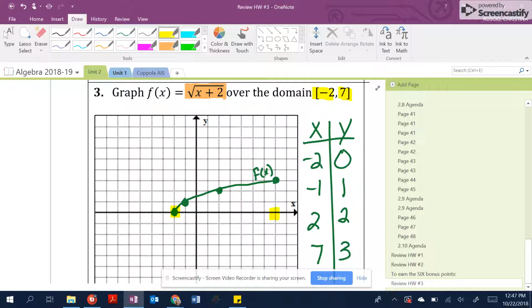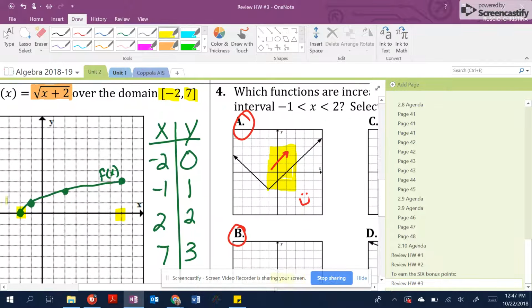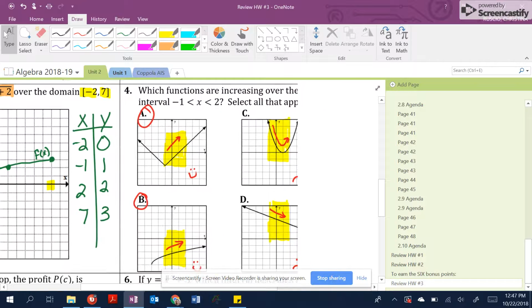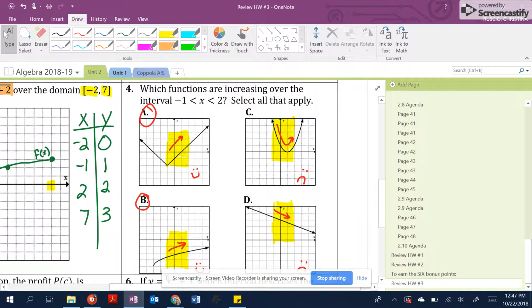All right, submit answer to number 4. Here is number 4. So it says, which functions are increasing over the interval from -1 to 2? Notice how on all of my graphs, I have highlighted from -1 to +2. Then I just looked at this part of the function. Is it going up? Yes, it is in A.